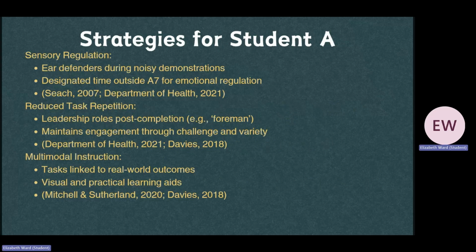I use a consistent combination of sensory regulation tools and structured routines in line with SEARCH. I embedded emotionally supportive routines into daily lessons. Student A wore ear defenders during loud demos and usually throughout the lesson, and would get time outside when overwhelmed. These proactive strategies align with the Department of Health's scoping review, which emphasises the importance of structured, student-specific interventions in autism. The ear defenders helped him not get overwhelmed with the sounds in the workshop. However, I had to be cautious and I had to come over and tap him on the shoulder so he would know I was speaking to him.